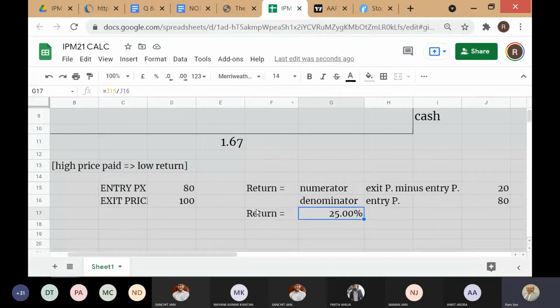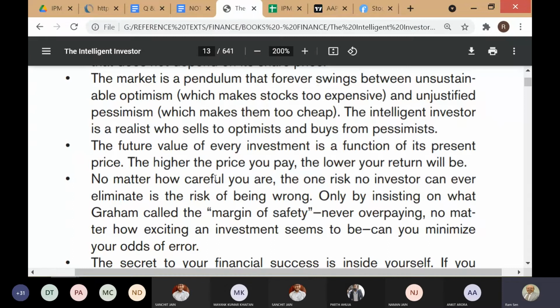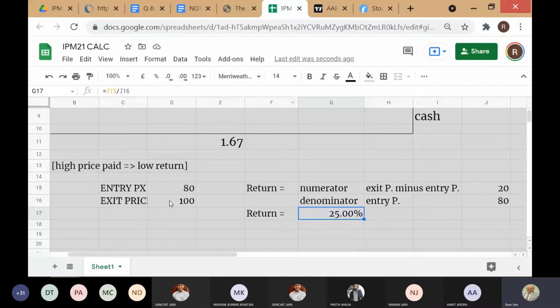All right. So this is 25% is the return. Now, what is the statement he's making? The higher the price you pay, the lower the return. So let's check that the entry price is raised. I'm going to raise the entry price to 90 and notice what happens to cell G17, which is our return.